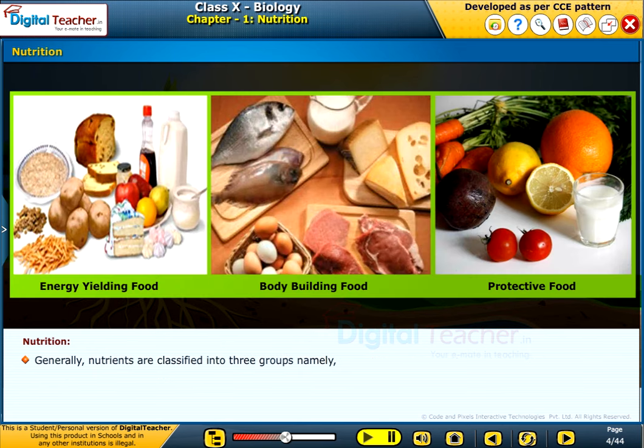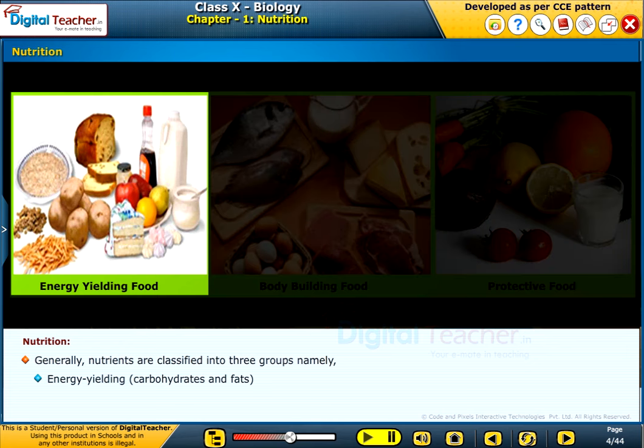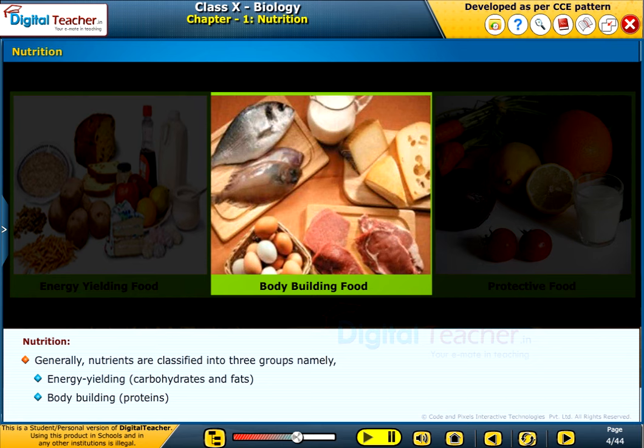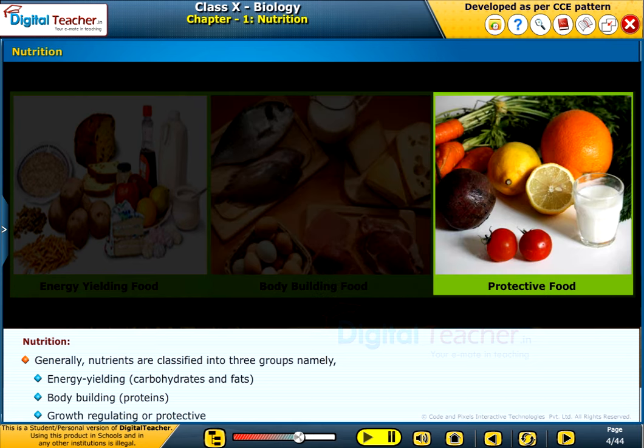Generally, nutrients are classified into three groups, namely energy-yielding carbohydrates and fats, bodybuilding proteins, growth-regulating or protective.